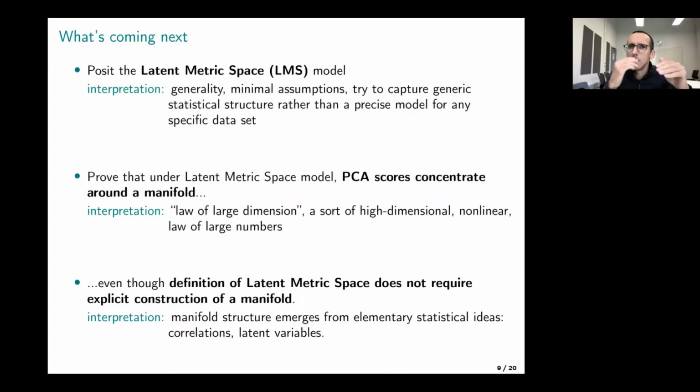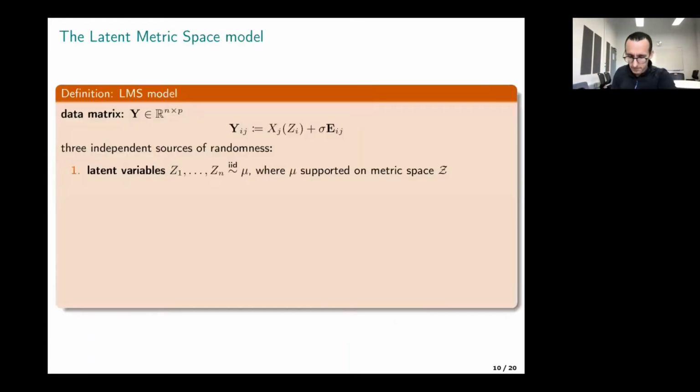And so the overall message of the work is that we might observe seemingly complex geometric and topological patterns in high dimensional data, but they could actually just be explained by quite simple statistical assumptions. And therefore, the ideas of the manifold hypothesis can be explained as a kind of general statistical phenomenon. And it will turn out that high dimensionality plays a key role in all of this, and that's why we've called this thing a law of large dimension.